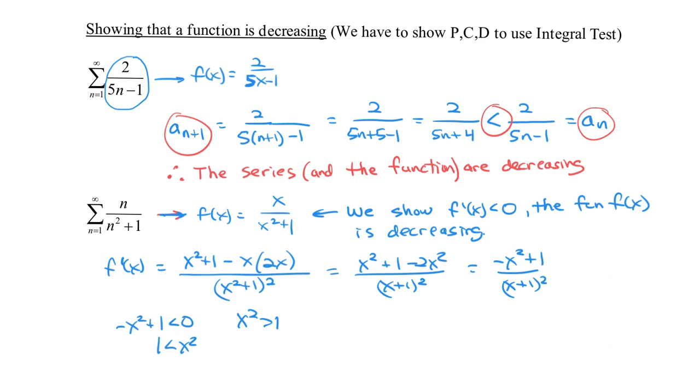Well, if x squared is greater than 1, can I just say that x is greater than 1? So what this means is f of x is decreasing when x is greater than 1, right? When x is greater than 1, the derivative is negative. That means the function is decreasing when x is greater than 1. So this is just the different techniques we need to show that a function is decreasing.